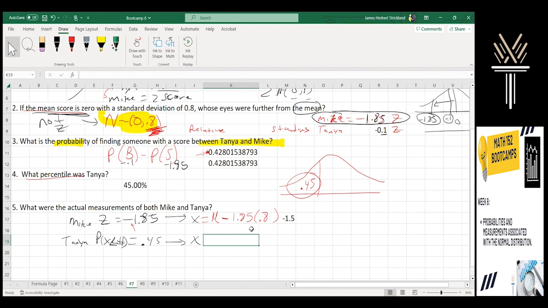And for the probability one, that's NORM.INV. When you go probability to measurement, our probability is the probability on the left, so 0.45, given our mean of 0 and our deviation of 0.8 from above. Close your parentheses, hit enter, and there's our calculation. So these represent the actual measurements. And you can see that his score, in fact, is further away from the center than Tanya's, confirming our earlier calculation.